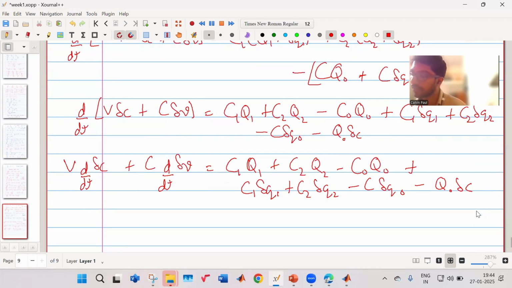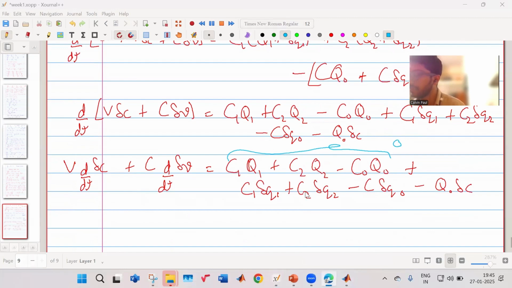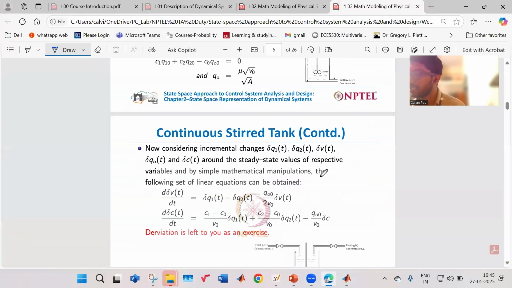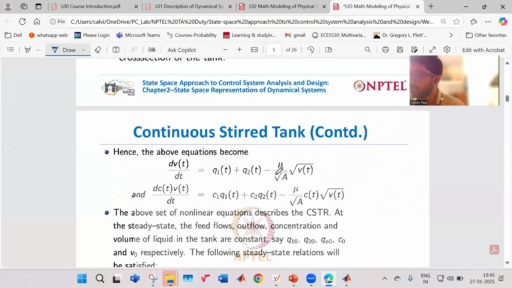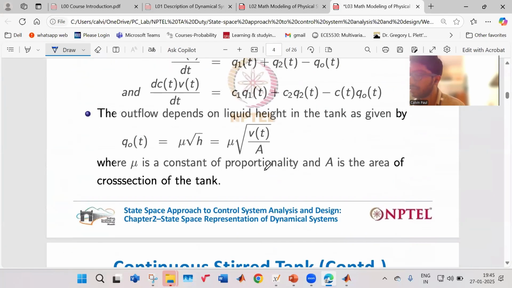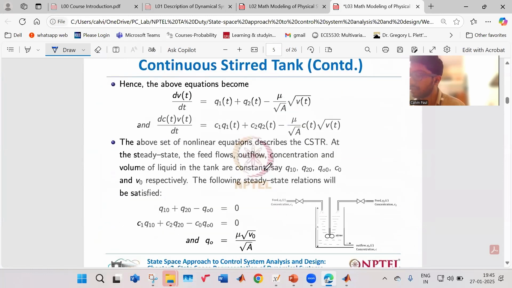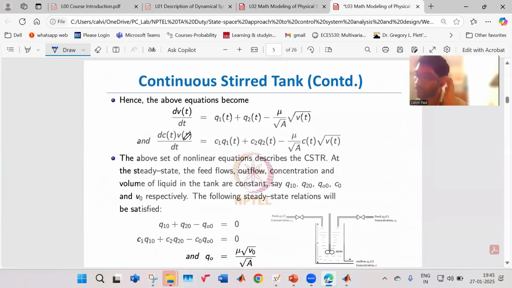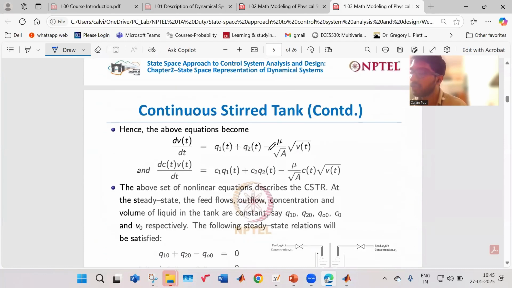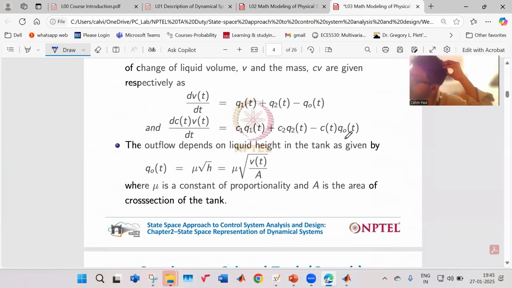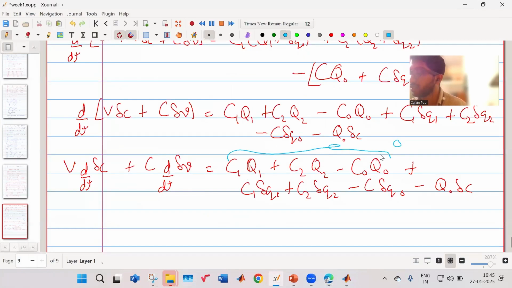So this part will be 0, because in steady state, what happens? This d of dt of C times V actually is the rate of change of mass. So in steady state, the mass is approximately constant. Okay. So the C1 Q1 plus C2 Q2 minus C into Q naught will be 0 in steady state. So that is why this expression will be 0.